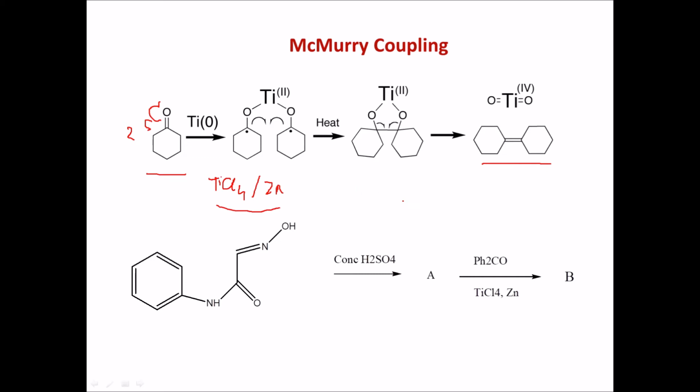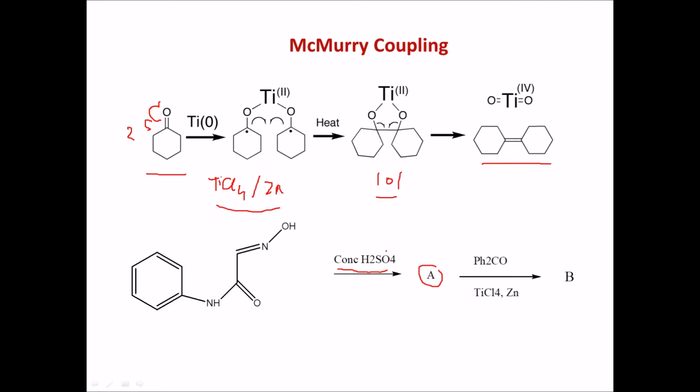Now relevant to this topic, a question came in the June 2016 paper for 4 marks, and the question number was 101. The question was, this is the reagent given to us, then on addition of concentrated sulfuric acid we get A. We had to predict what is A, and then after we get A, if we add this carbonyl compound given over here along with titanium tetrachloride and zinc, that is McMurry coupling, we get B. So we had to predict the structures A and B.